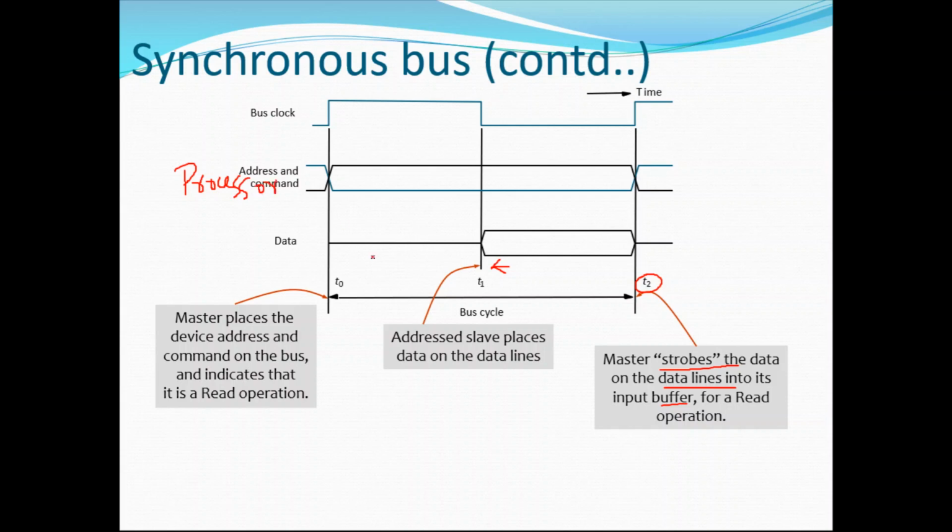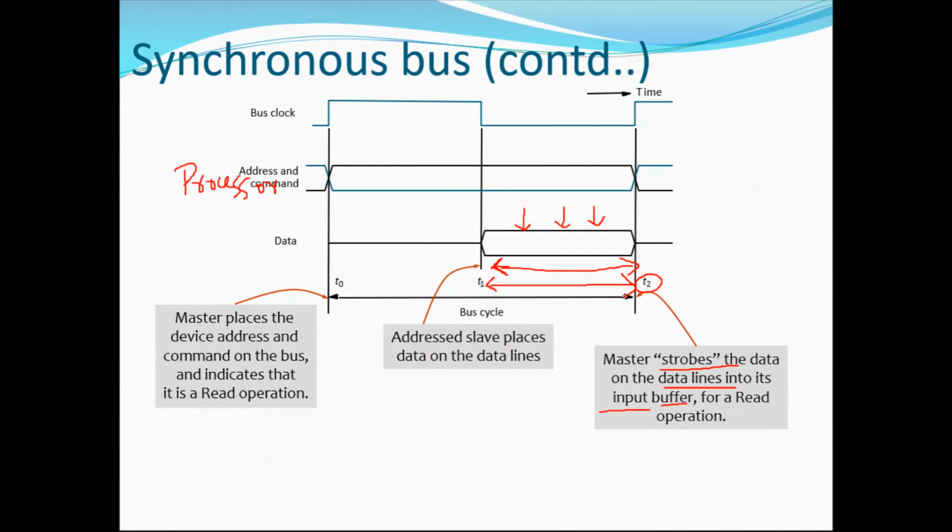So from T1 onwards, the processor will start setting the input buffer. To set the input buffer, this much time is given. For example, the processor may complete setting up the input buffer at this time itself, but that doesn't mean that the processor will take the data at this time. No. It may complete at this time or at this time, any time. That is not an issue. But again, this is the upper bound required for the processor to set up the input buffer.